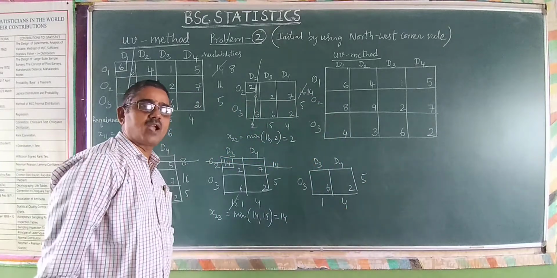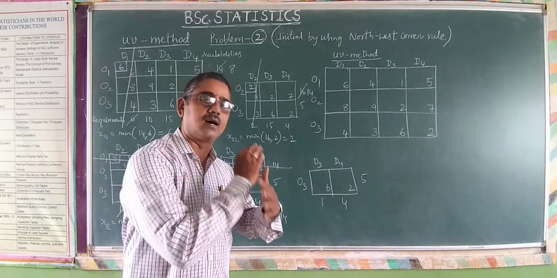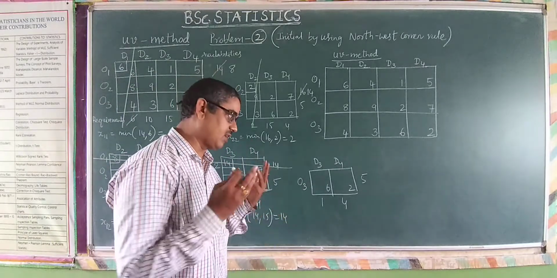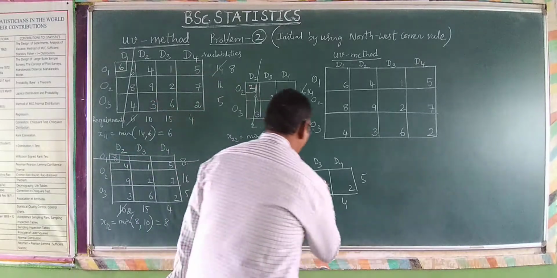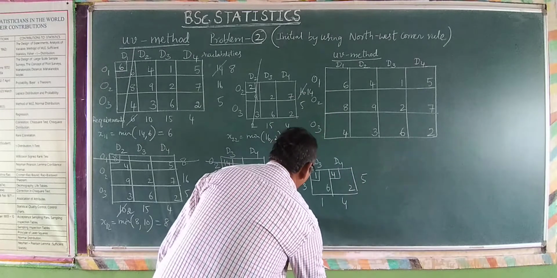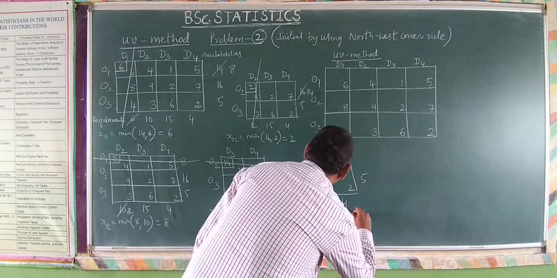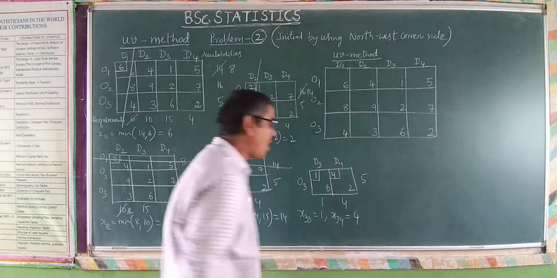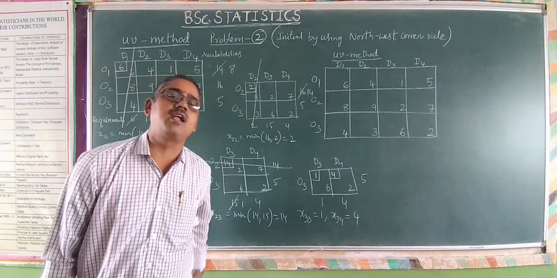I explained a number of times, if you have one single row or a column, then you can allocate the required quantities and you need not apply any kind of method. So 1 I am allocating here, 4 I am allocating here. So therefore x33 is equal to 1 and x34 is equal to 4. Therefore all rim requirements are satisfied, hence the initial solution is obtained.